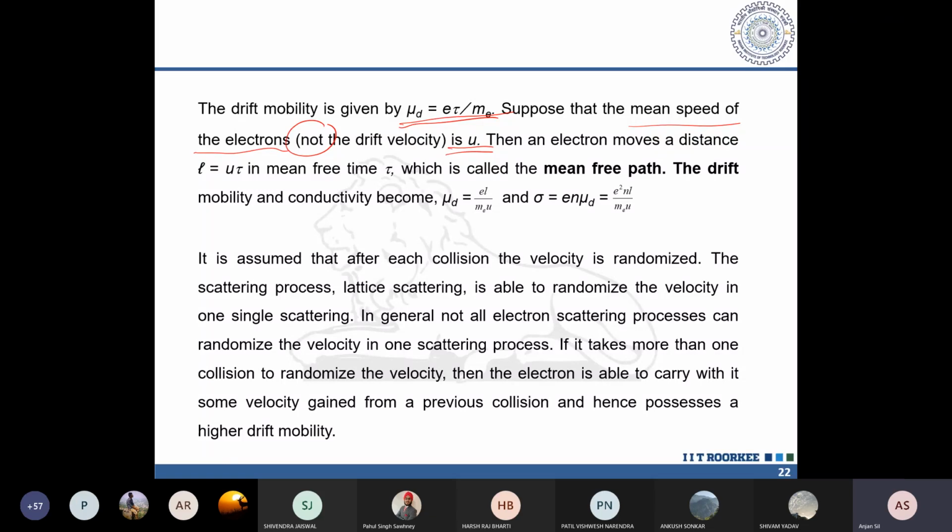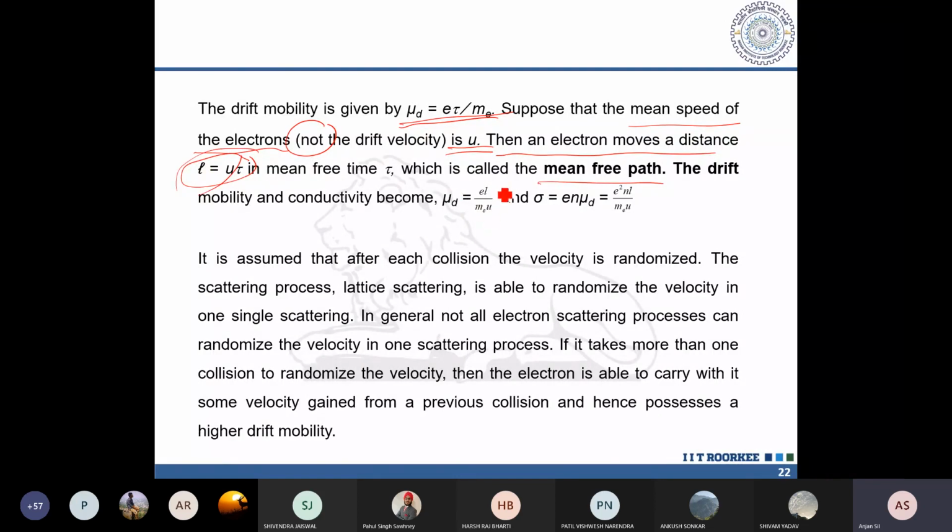Then an electron moves a distance L is equal to u into tau, the total distance in the mean free time, which is called the mean free path. You understand? Mean free path. The drift mobility and the conductivity becomes this.